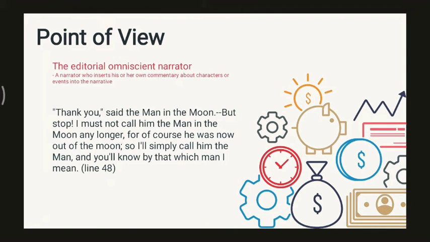Okay, we go to the point of view. The point of view of this story is editorial omniscient narrator. It means a narrator who inserts his own commentary about characters or events into the narrative. We can see in the 48th line in the story, "Thank you," said the man in the moon, "but stop." In this part, "but stop, I must not call him the man in the moon any longer." The narrator inserts his or her own commentary in the story.